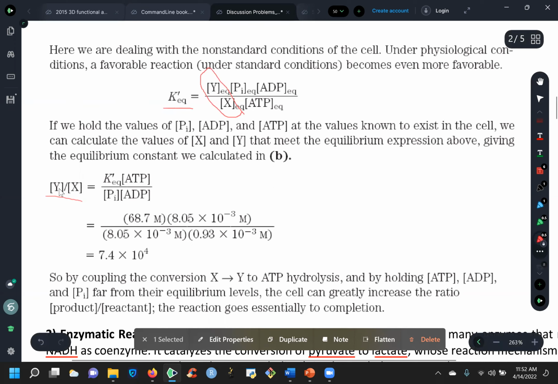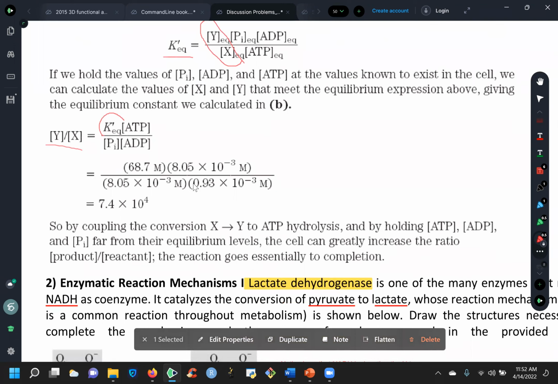So now you have Y over X is equal to, and they put KQ right here. Then they did reactants over products instead of products over reactants. ATP was supposed to be on the bottom, but now it's on top, and phosphate and ADP were supposed to be on top, but now they're on the bottom. So just have that memorized. And then they went ahead and plugged everything in.